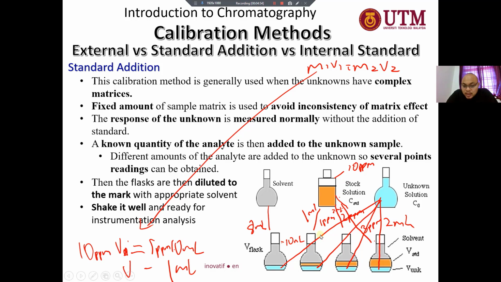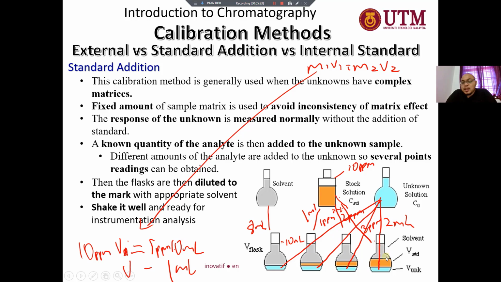So you add 1 mL. In here, you want to prepare the 2 ppm calibration point. So 2 multiplied by 10 is 20, 20 divided by 10 is 2 mL. So here you add 2 mL from the 10 ppm to make this calibration flask, or this calibration point, have 2 ppm of your standard.